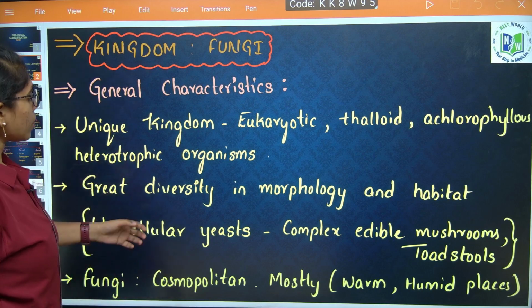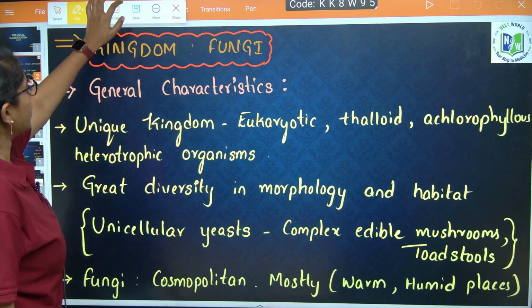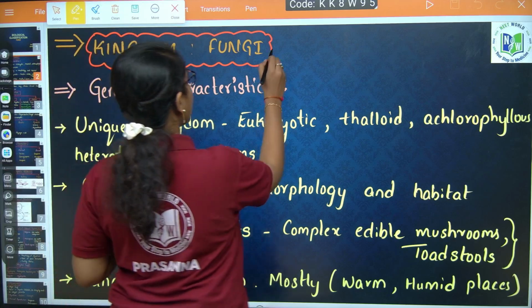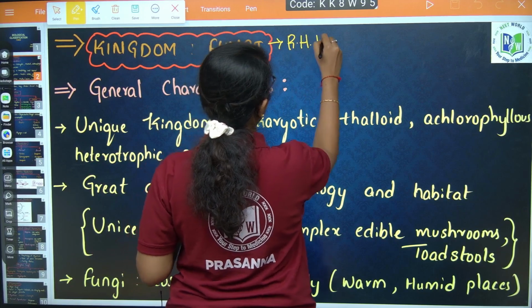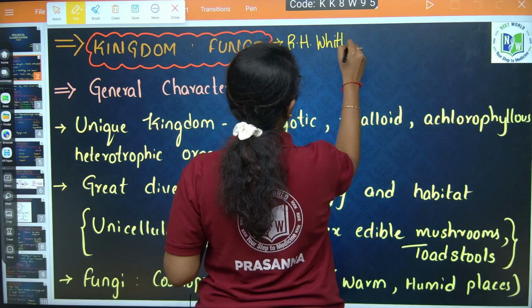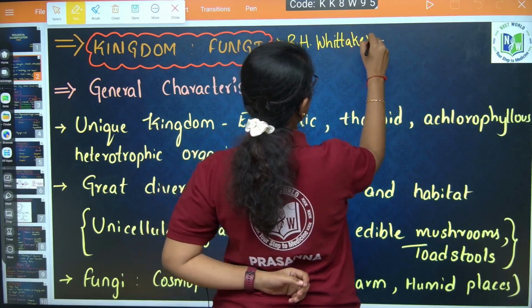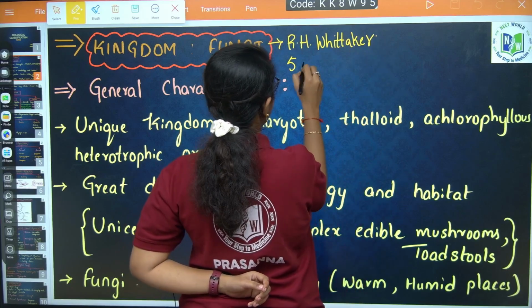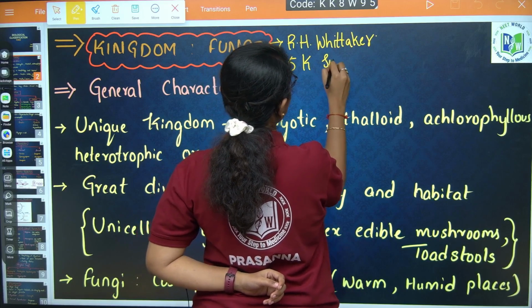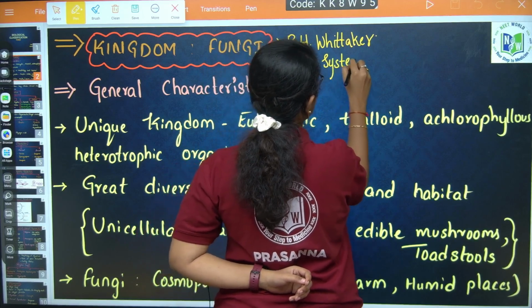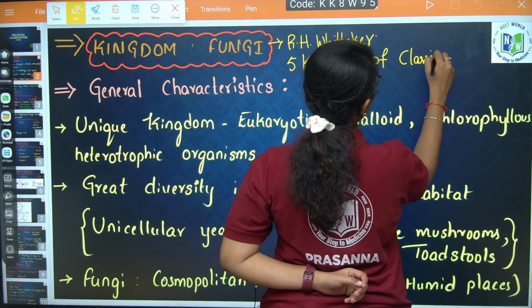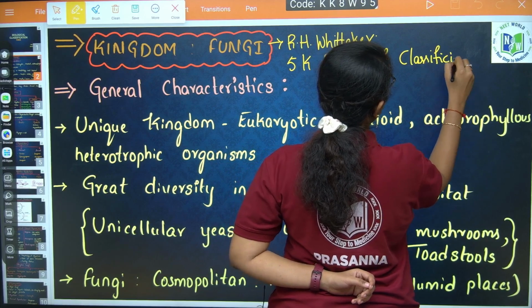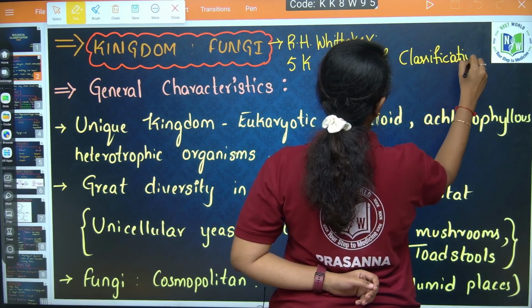Firstly, tell me who introduced the kingdom fungi. It is R.H. Whittaker, in the 5 kingdom system of classification. He has introduced the kingdom fungi.